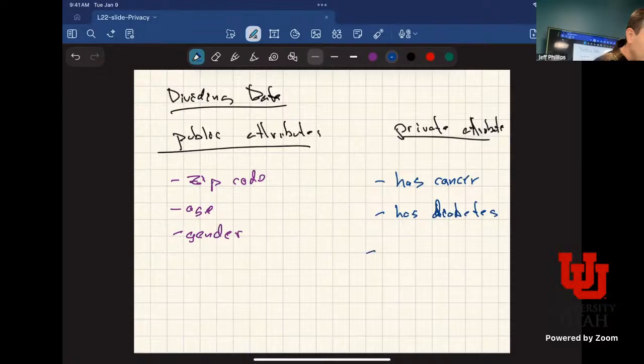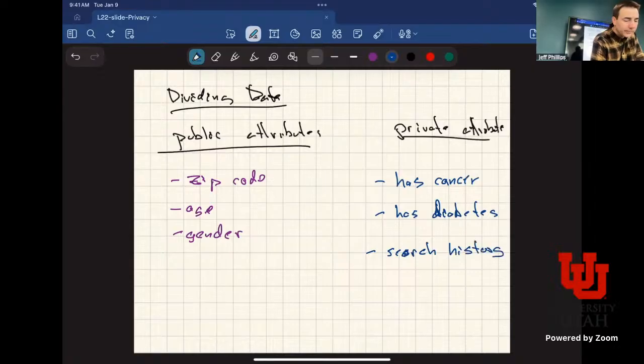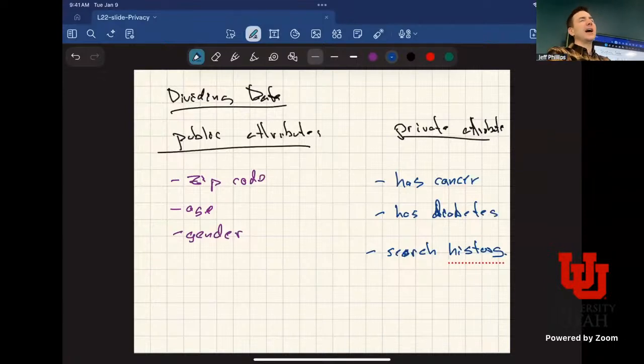It could also be your search history. So what things have you searched for? Google claims to be very protective about this. They say they do train on search history, but they don't link it to other parts of your data. And so there's probably some linking going on, but there are certain things they try not to reveal. I don't know if you trust them.